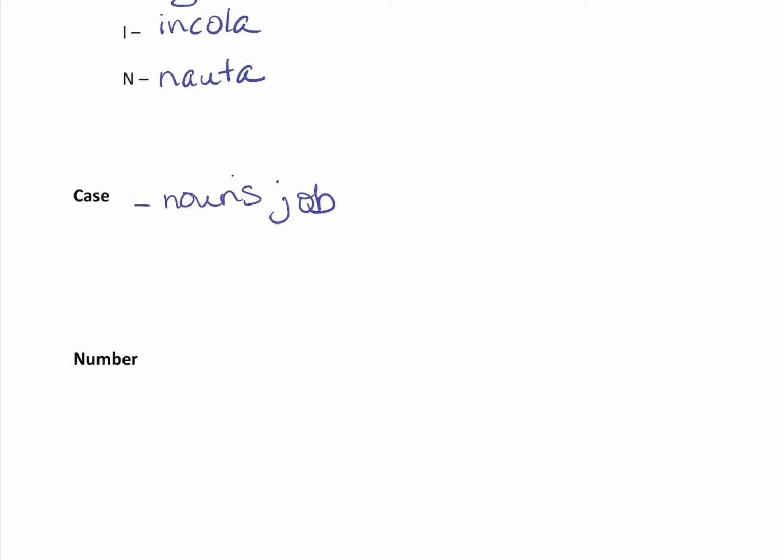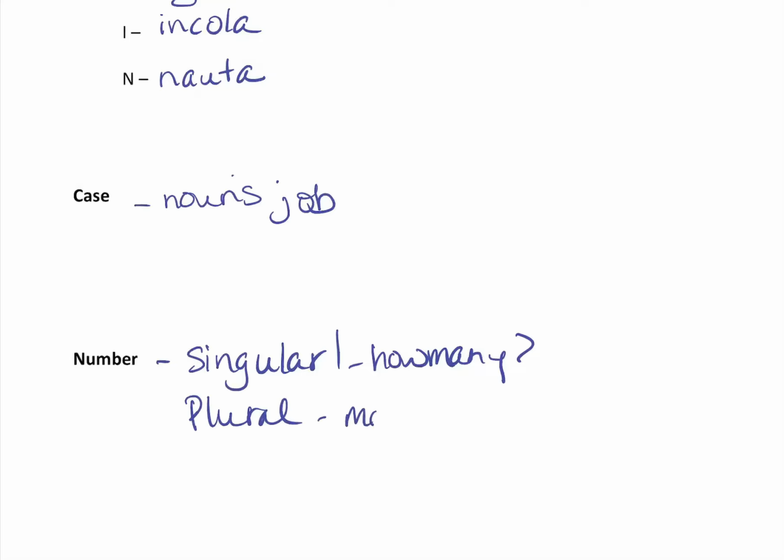And the last thing I want to talk to you about is number. All Latin nouns have a number. Guess what? Verbs have a number and nouns have a number. That's the only characteristic they have in common. And this is easy. It's singular or plural, which means how many. Singular is 1 and plural is more than 1. That's easy. So it is gender, case, and number.